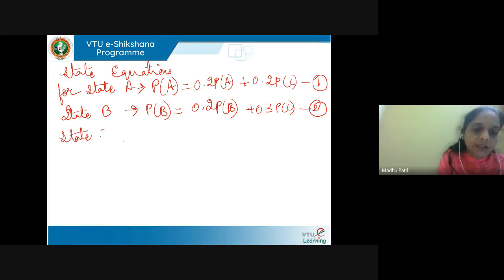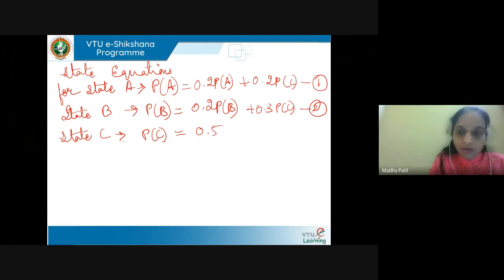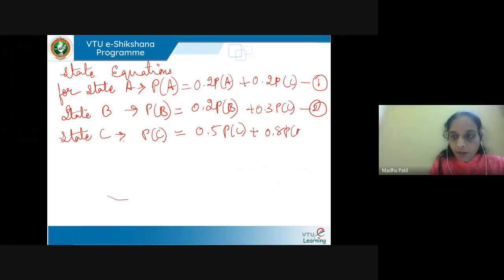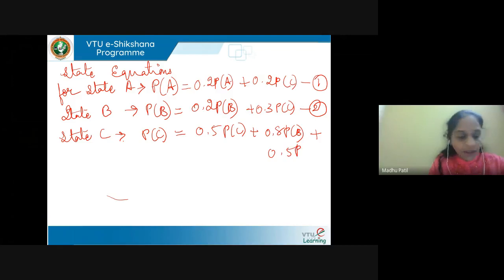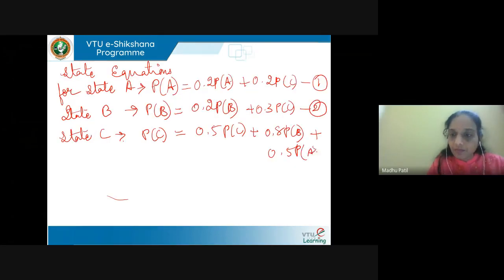Next, for state C, it is P of C, which is equal to 0.5 P of C. It is in its own state. 0.5 P of C plus, what is coming to state C? 0.8 P of B. We can see here 0.8 P of B, arrow inverting towards C, plus it is 0.5 P of A. This is equation 3.